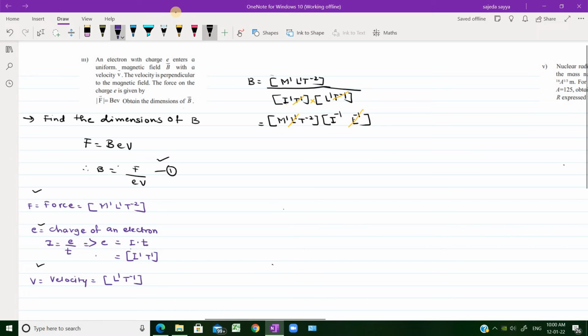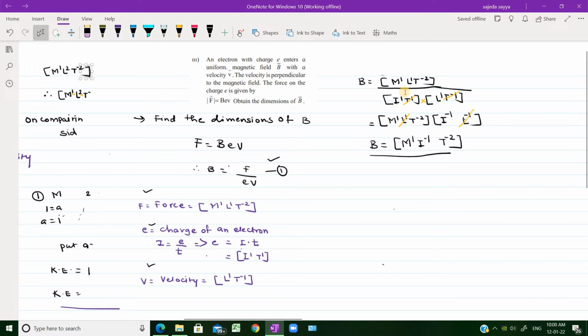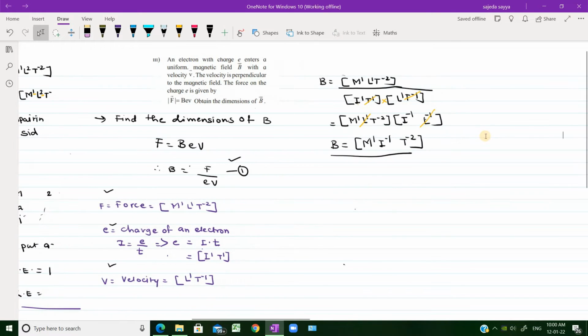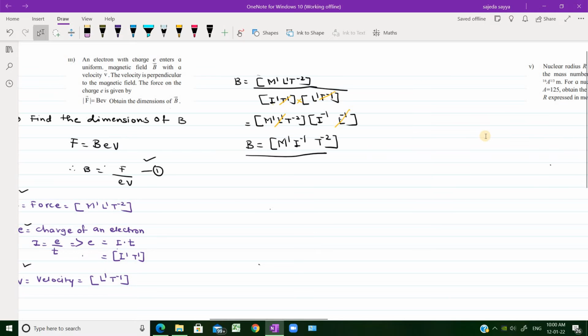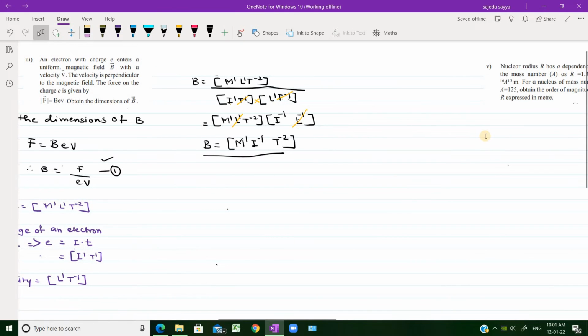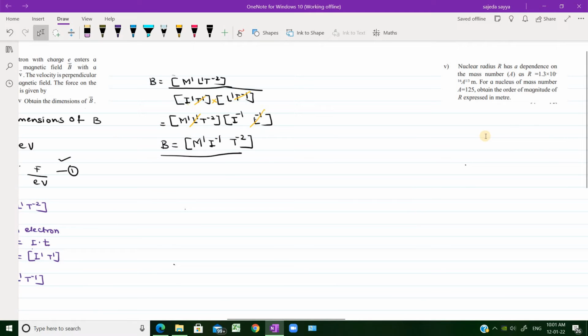So the dimensions of magnetic induction are M1 I raised to minus 1 T raised to minus 2. If you know the unit of magnetic induction B, it is expressed in terms of Tesla. But you cannot find the dimensions from Tesla. You need to express it in terms of fundamental physical quantities. Therefore, from this equation F is equal to Bev, we can find the dimensions of magnetic induction B bar.